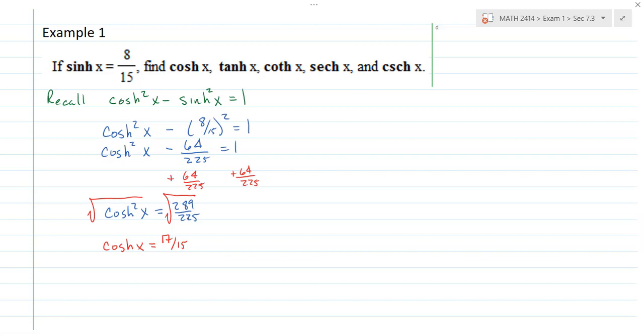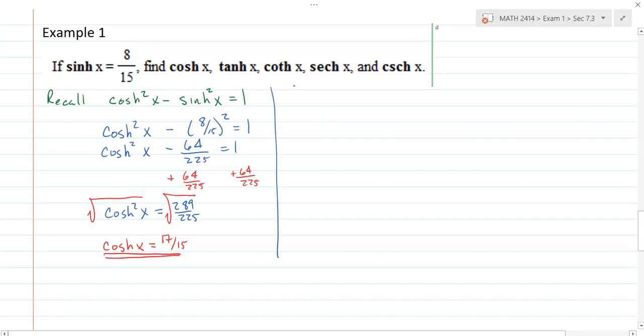So now we know numbers for sinh and cosh. How do we get tanh if we know sinh and cosh? Well, we had that ratio identity that said the hyperbolic tangent is equal to the hyperbolic sine divided by the hyperbolic cosine. So that's going to be 8/15 divided by 17/15. When you divide a fraction by a fraction, you flip the one on the bottom and multiply by the one on top, and that gives us 8/17.